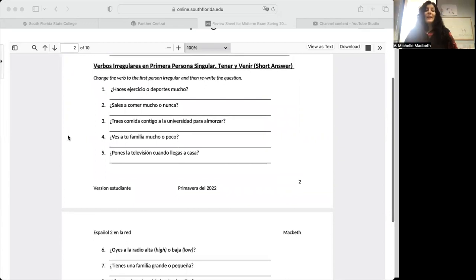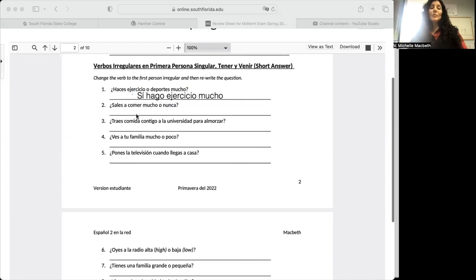Okay, so we're just changing these to first person singular. So, what is the first person singular form of haces? It is hago. So we're just answering the questions, basically. What is the first person singular form of haces? It's hago. So we might say yes or no, right? So maybe sí. Hago ejercicio mucho. ¿No?